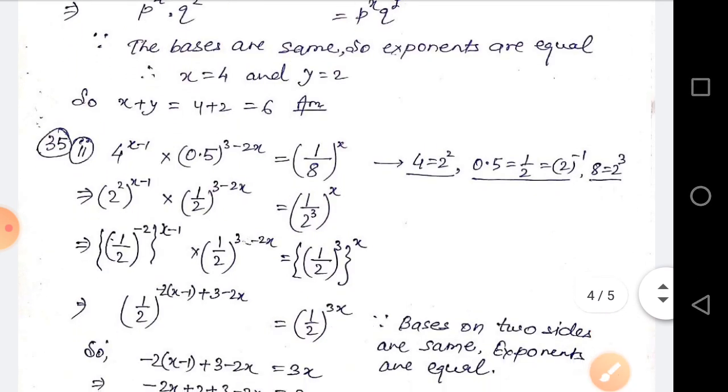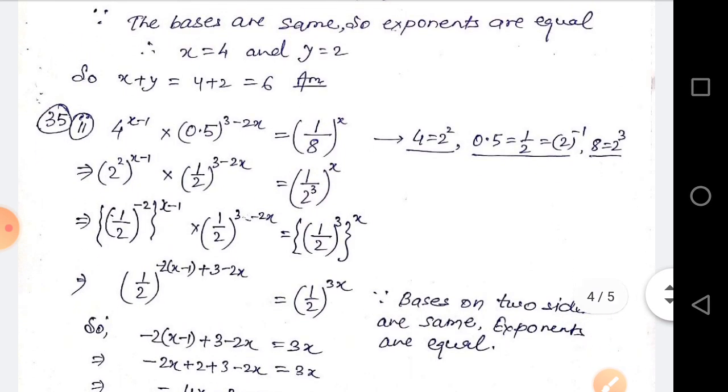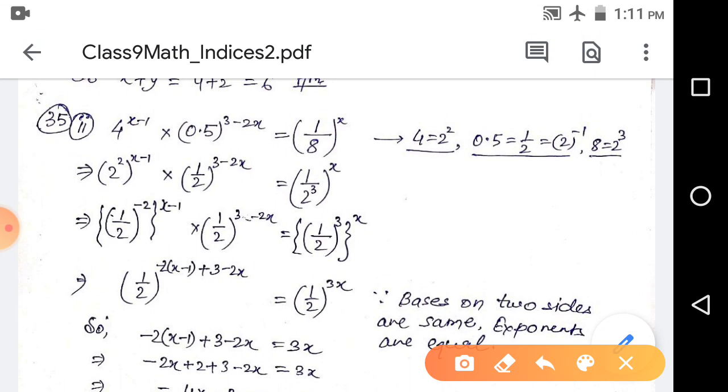Question number 34. I have solved question number 35 because whenever you see the solution, you can easily solve the previous 4 questions of 34 and one question of 35. So see the solution, you can easily understand and you can solve the previous questions.